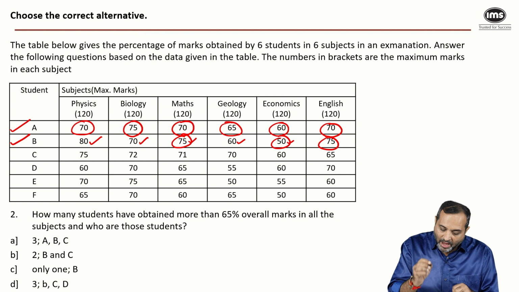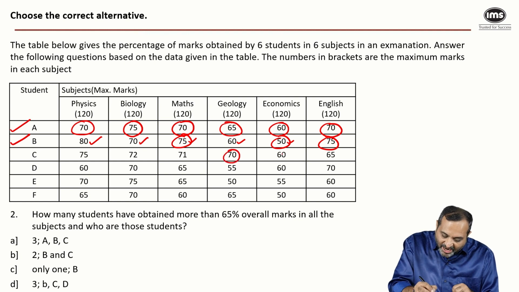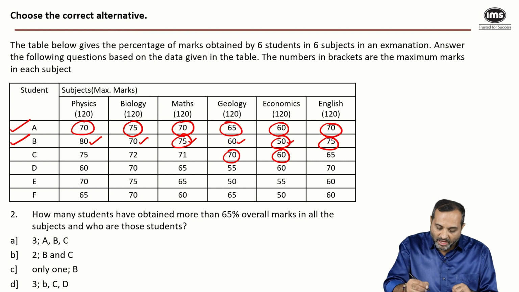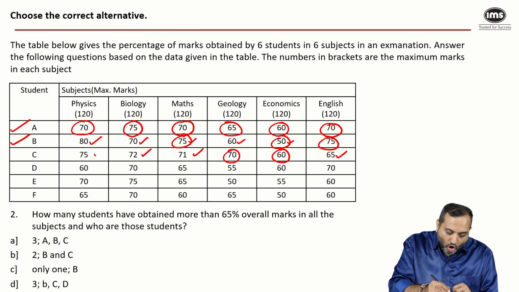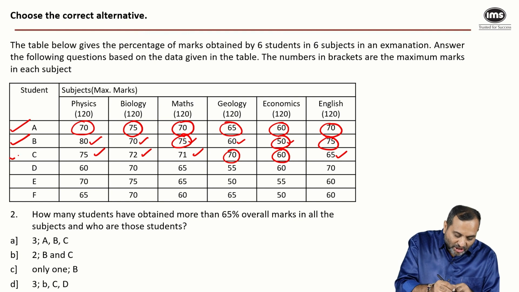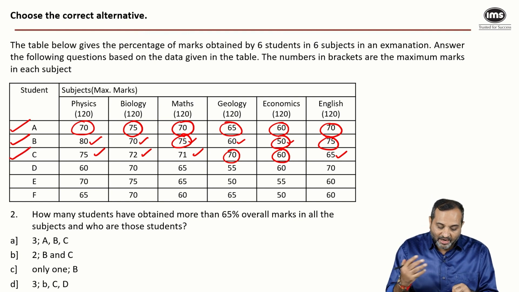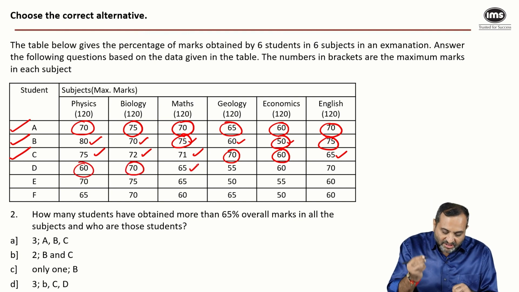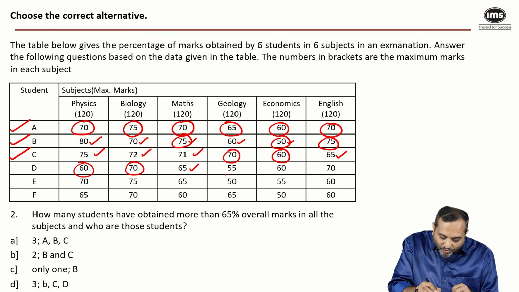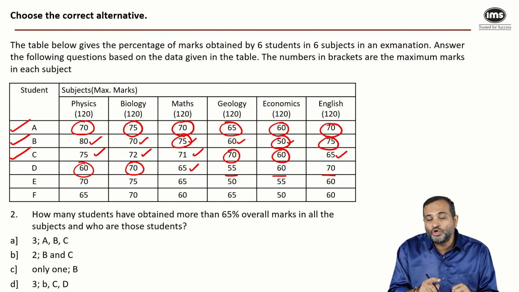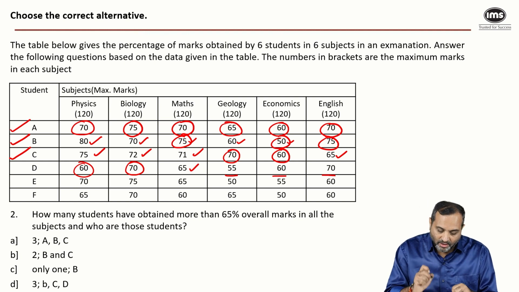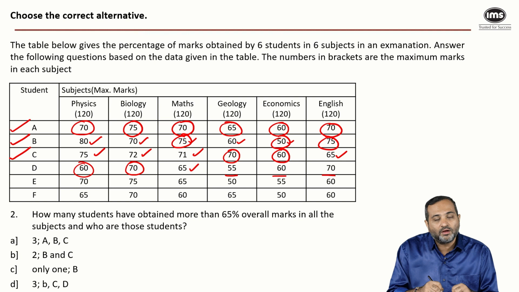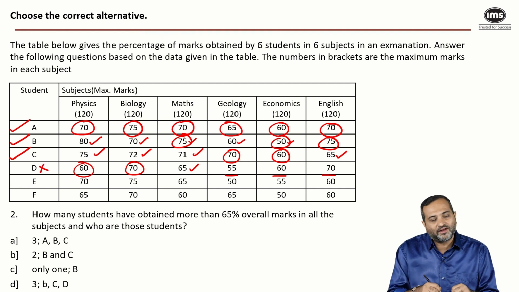Let's look at C now. Can I say 70 and 60 gives me a 65? The rest are all 65 or more than 65. So once again C also satisfies the given criteria. Let's look at D. 60, 70 is giving me a 65. This is giving me a 65. I'm left with 3 papers. Once again that addition should be 195 or more. If you check, 70 plus 60 is 130. 130 plus 55 is 185. I'm not getting 195. So D does not satisfy that criteria.